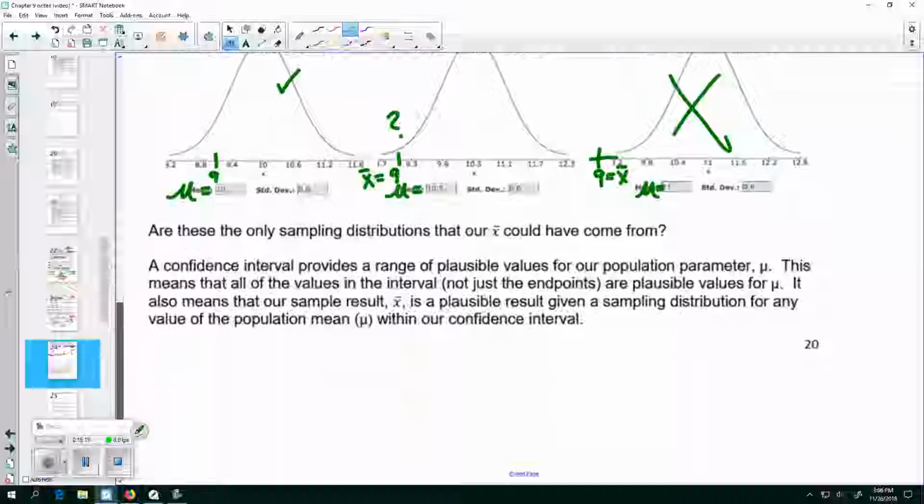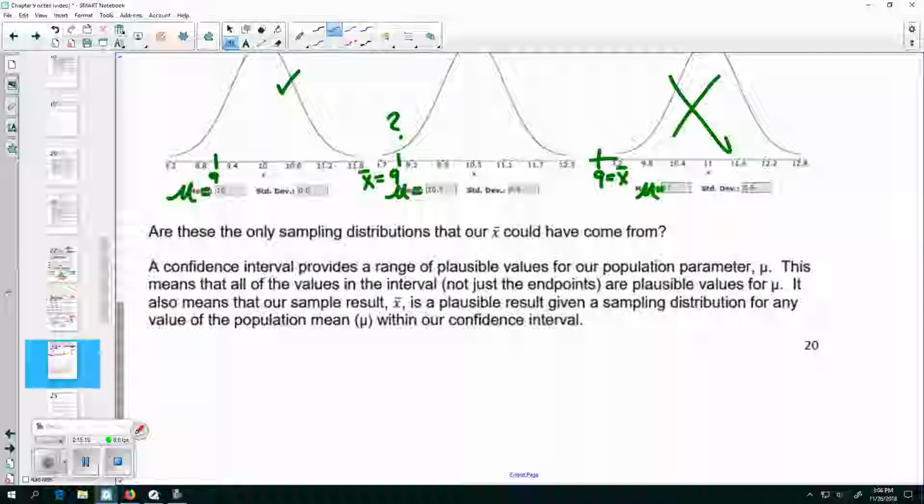So are these the only sampling distributions that our x bar could have come from? The answer is no. Any mu, or any population mean between them, would also work. So between, let's say, 7.8 and 10.2, those were the values we got from the previous page, would also work.